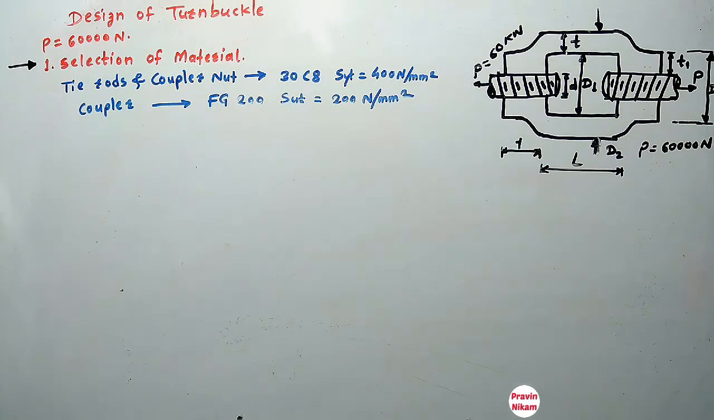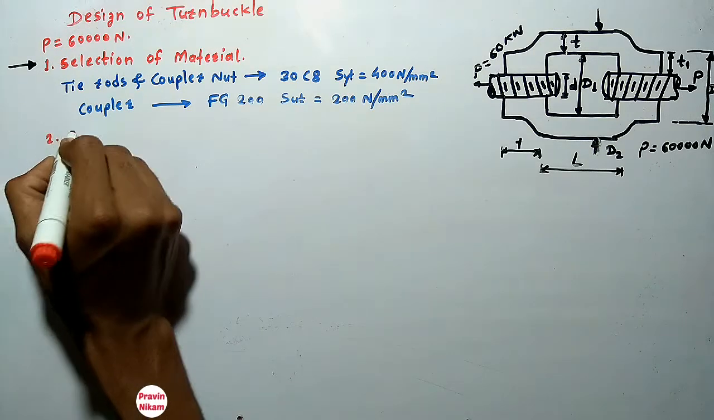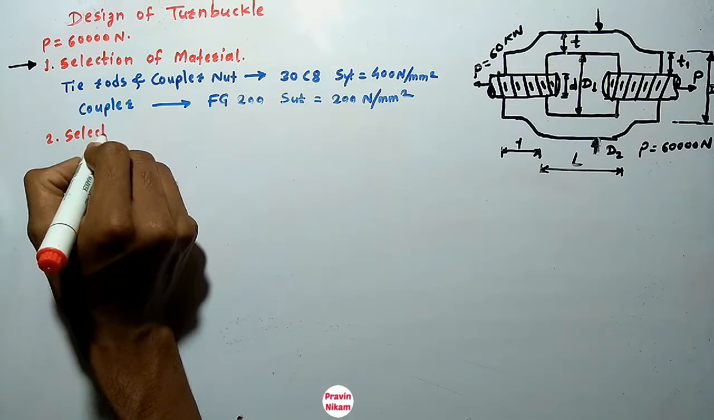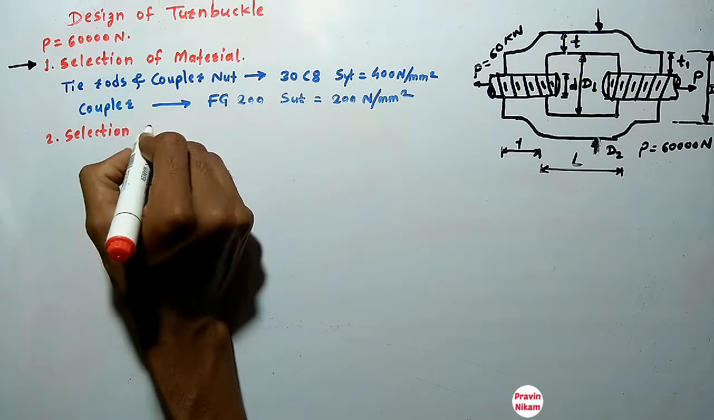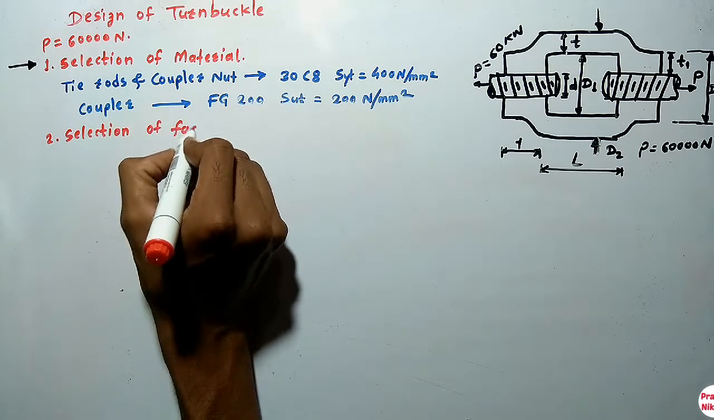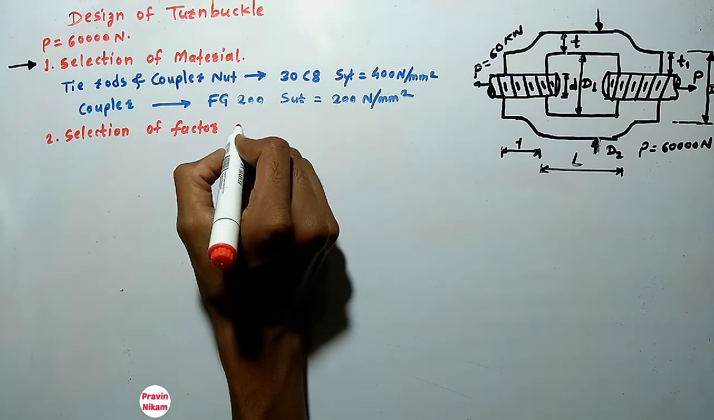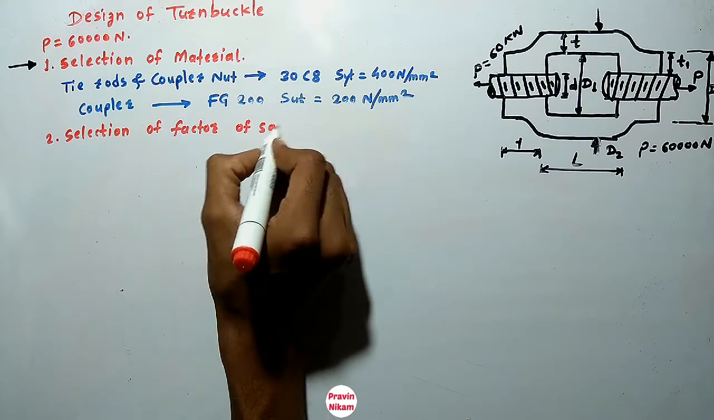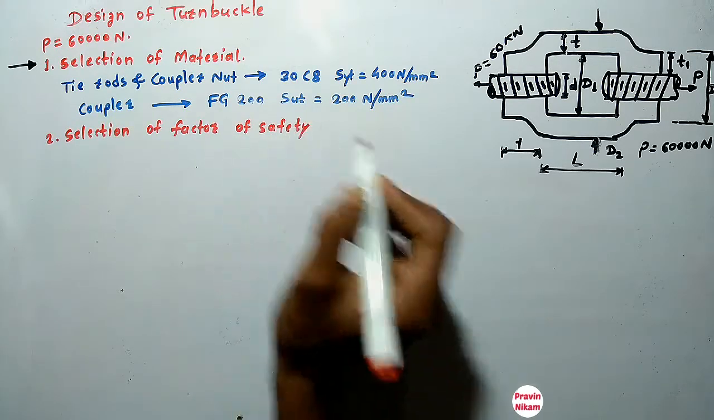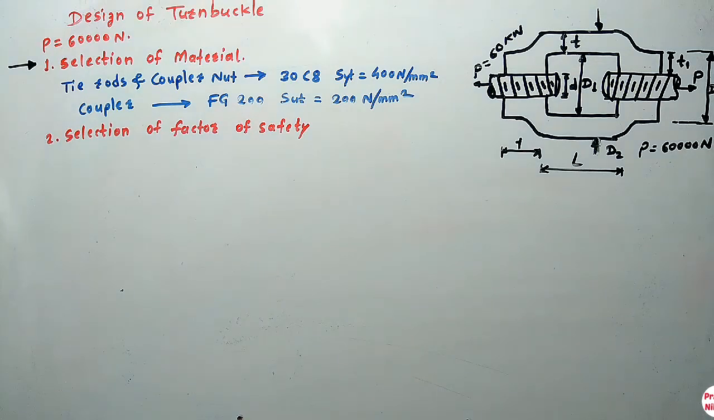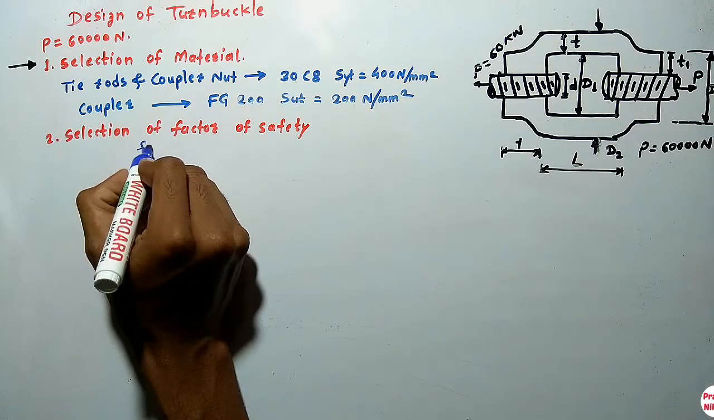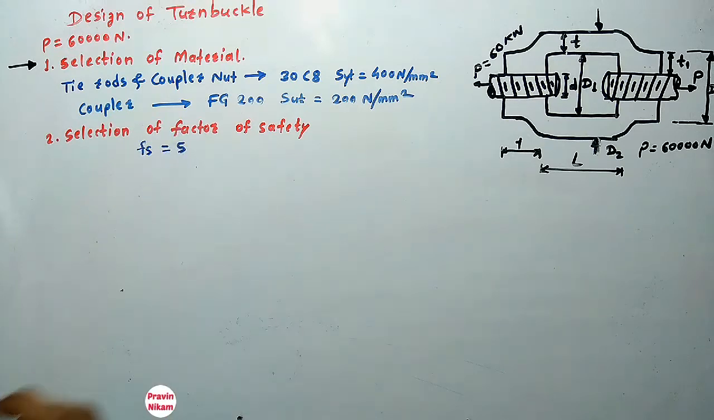Now the second step is selection of factor of safety. In case of a turnbuckle, there is misuse. So to account for the misuse by workers, a higher factor of safety is used. That is 5. So FS is taken as 5.